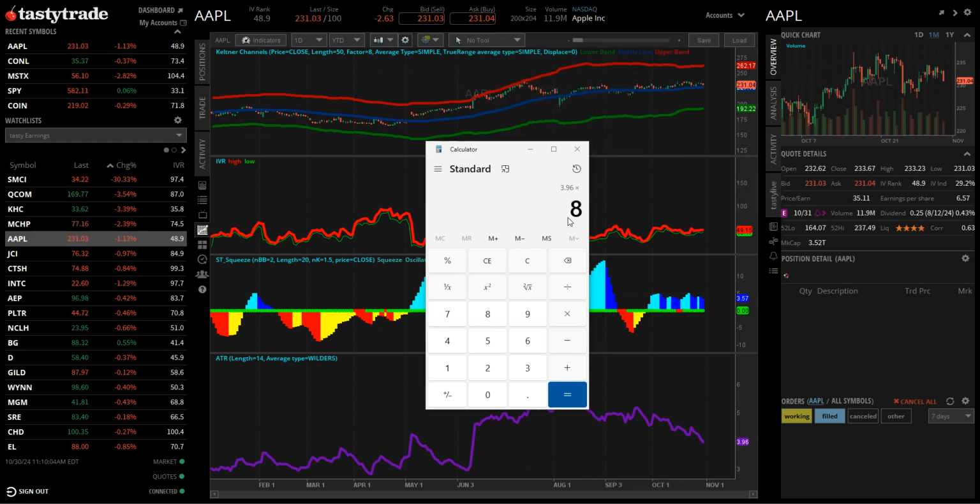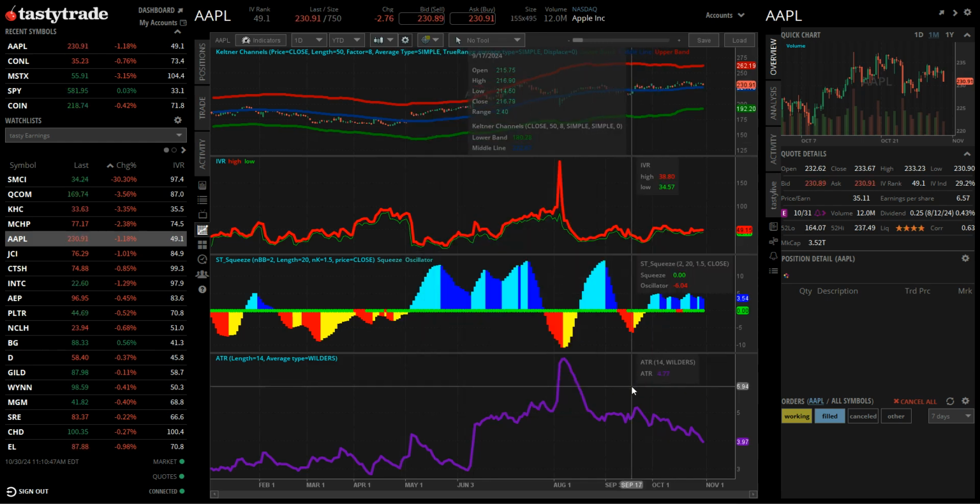So 8 times the expected move in the last 14 days. We're going to do 8 times 3.96, which is about 30. Okay, let's do this again. 3.96 times 8, $31. 231 minus $31, $200. Okay, 231, the price today, minus 8 times the average expected move. Think about it. Apple needs to move 8 times to the downside for me to own shares. I'll be happy to do so. 231 minus 31, $200.